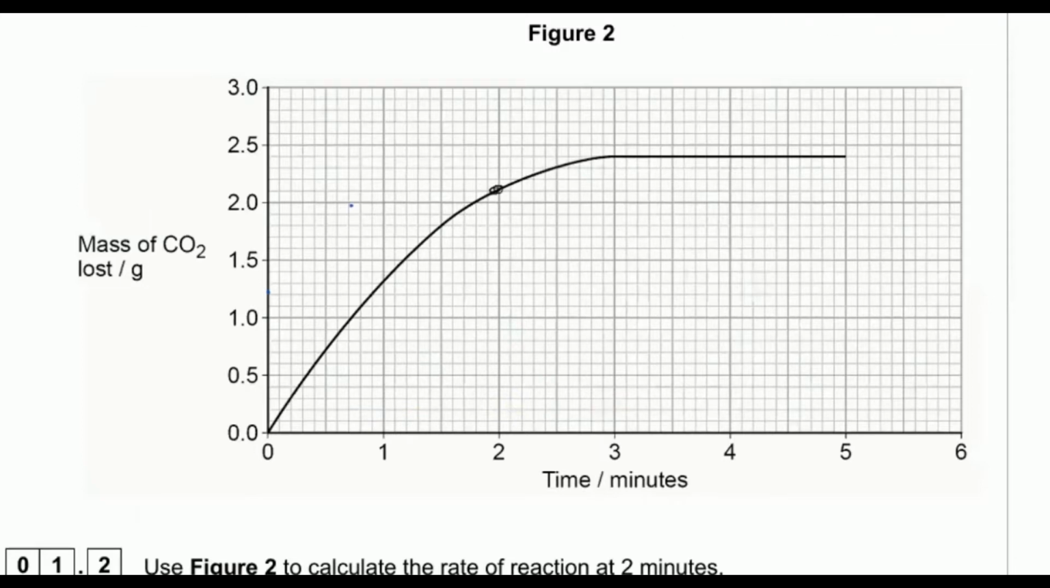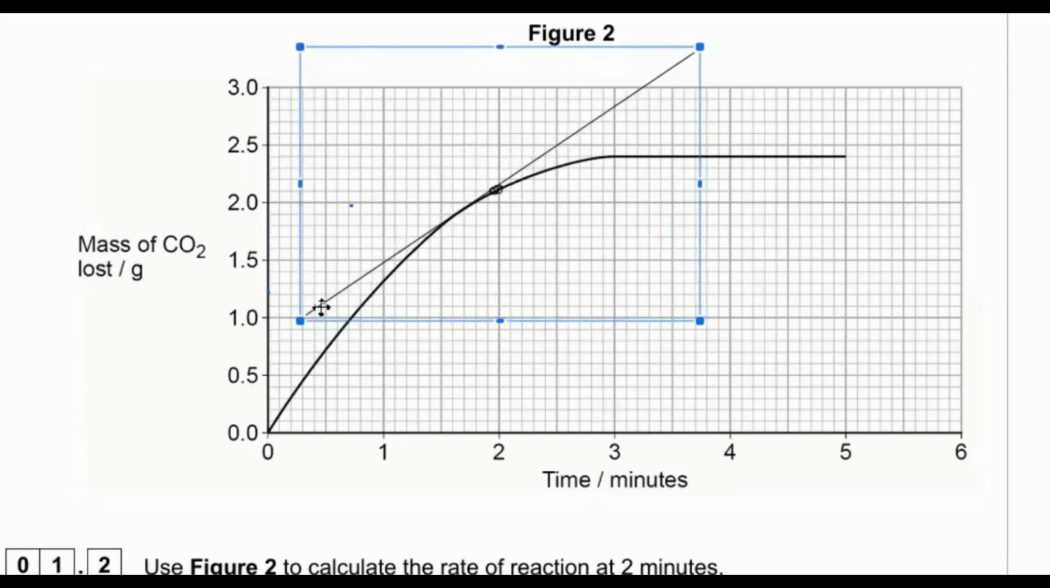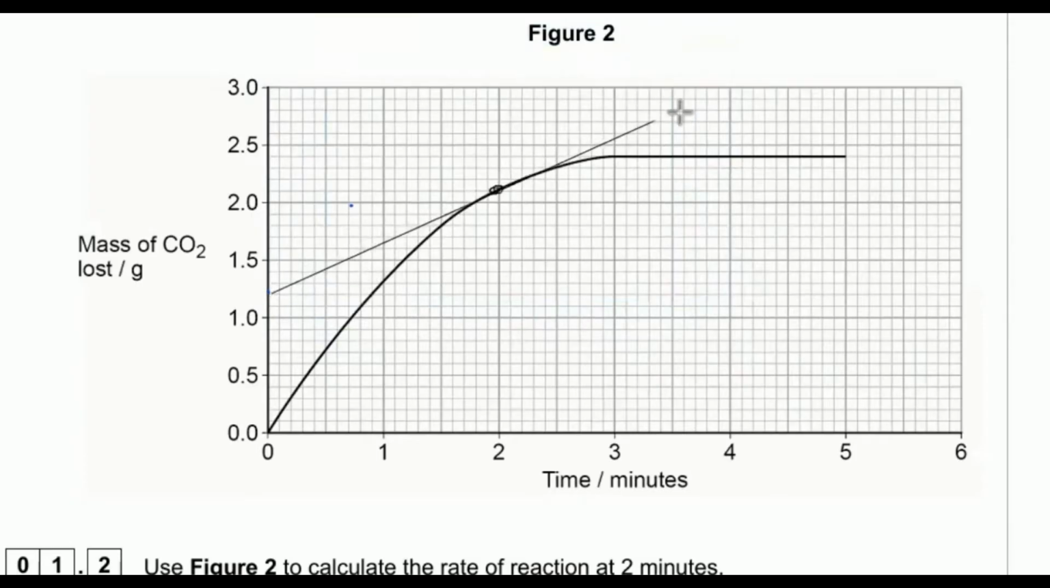But here, we've got a bit of a curve going on. So what you're going to do is, first of all, mark out at 2 minutes. So you can see it's about a mass loss of 2.1. And what we want to do, and I'm not very good at this, is make a straight line. That's not good enough.